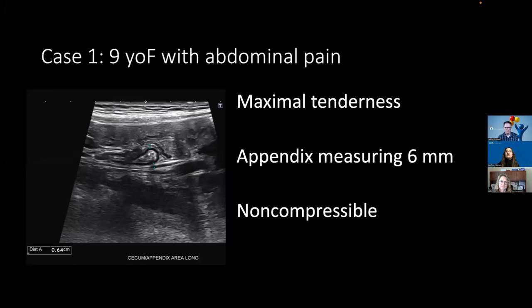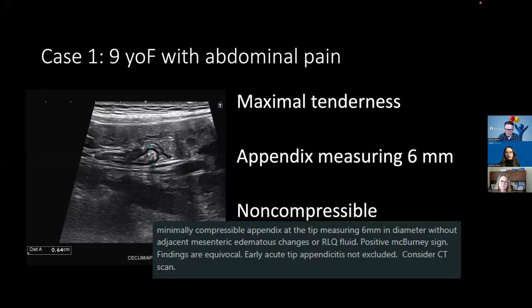All right, so now we're going to go to something that's maybe positive, or maybe a little equivocal. This is a fairly recent case that we had, a 9-year-old female with abdominal pain. When you ask the patient about maximal tenderness, the patient points right to the right lower quadrant, and when you put the probe on it, that's exactly where this appendix is, and it measures 6 millimeters, and it's non-compressible.